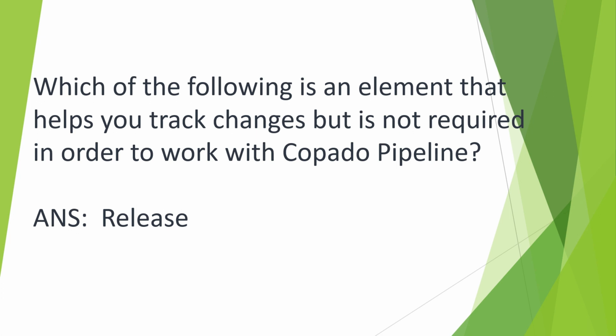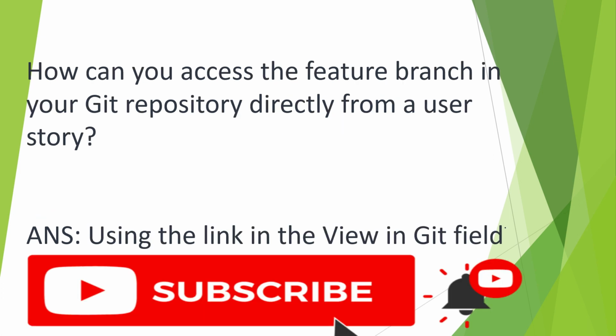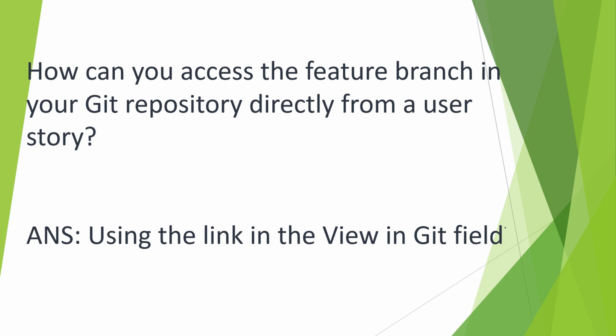Which of the following is an element that helps you track changes, but is not required in order to work with the Copado pipeline? The answer is release. How can you access the feature branch in your Git repository directly from a user story? Answer: using the link in the View in Git field.